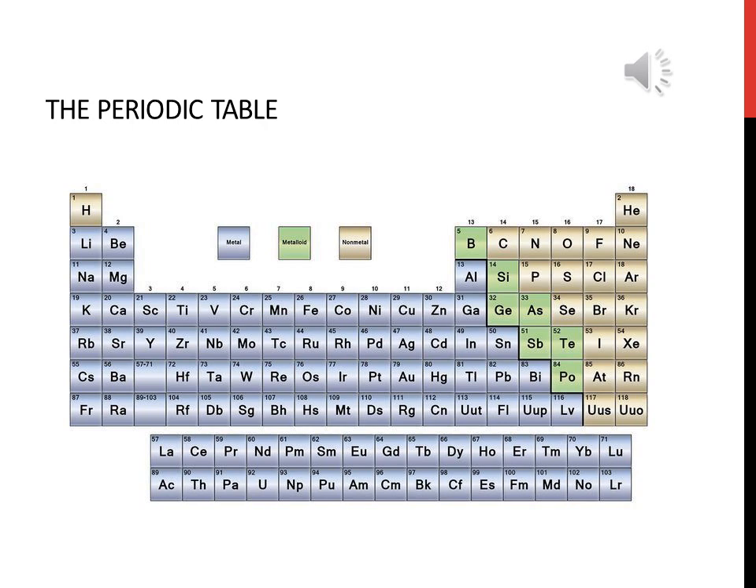The periodic table is arranged in horizontal rows called periods. A period contains a series of different elements. And as you move across the period from left to right, properties of the elements change according to a pattern. As an example, look at the fourth period of the periodic table.